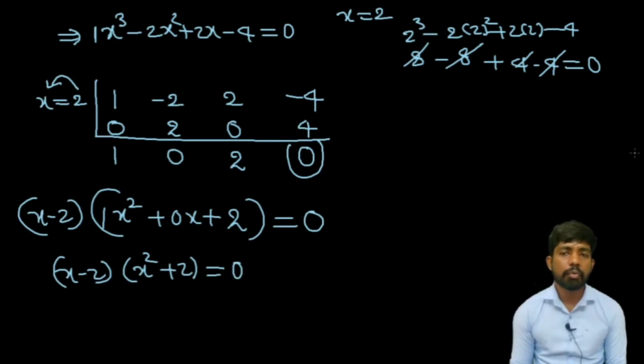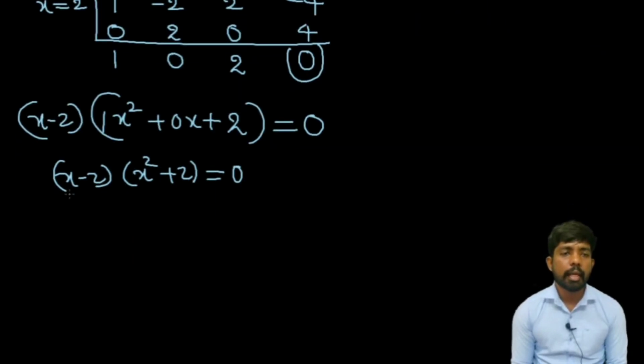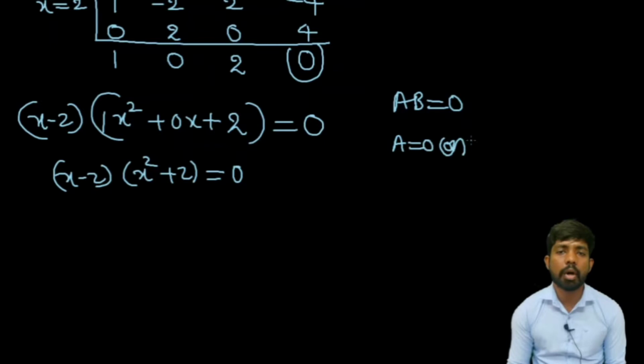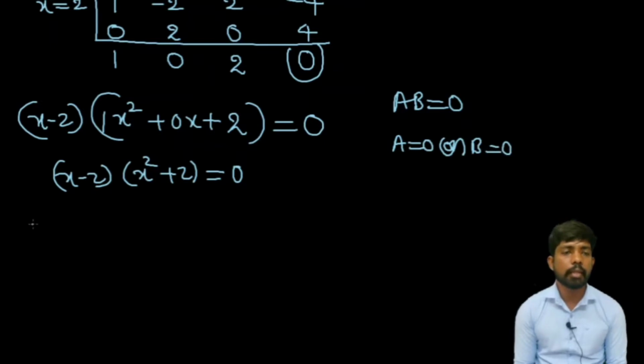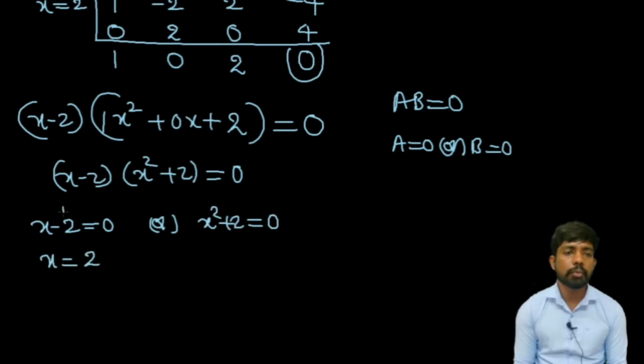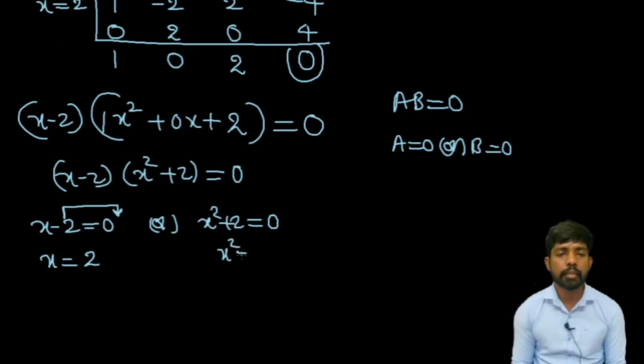Therefore we got factors a into b equals 0, which means either a equals 0 or b equals 0. In a similar way, x minus 2 equals 0 or x square plus 2 equals 0. Therefore x equals plus 2, if I send it to the right hand side, it will become plus 2. Here x square equals minus 2, x equals root over minus 2. No real roots.